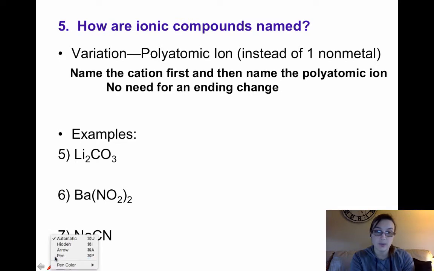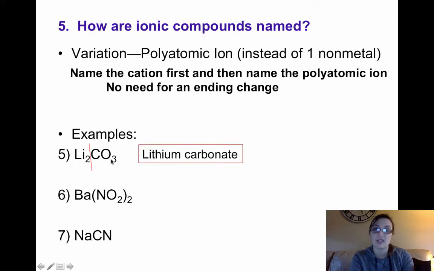So if we look at the examples, Li2CO3. So think about, where's your metal? Metal always comes first. So in this case, I'm going to split this down the middle. Lithium is my metal. Then we need to look at our list of polyatomic ions and see what CO3 is. So we know that Li is lithium. If you look at your polyatomics for CO3, that's carbonate. So we would name this lithium carbonate. We can't change the ending, because the ending of polyatomic ions is what tells us that it's a polyatomic.